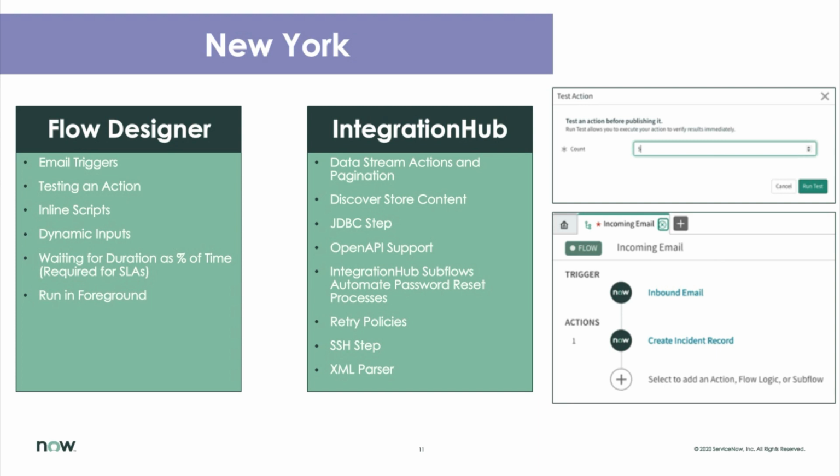The waiting for duration as a percentage of time, that's a huge one for SLAs. That's actually one of the key things that was holding Flow Designer back from being able to do the SLA workflow. Because everyone always built the workflows like, hey, at 50% of the time towards my SLA, do this, at 75% do this. We needed that in Flow Designer, and that's there now.